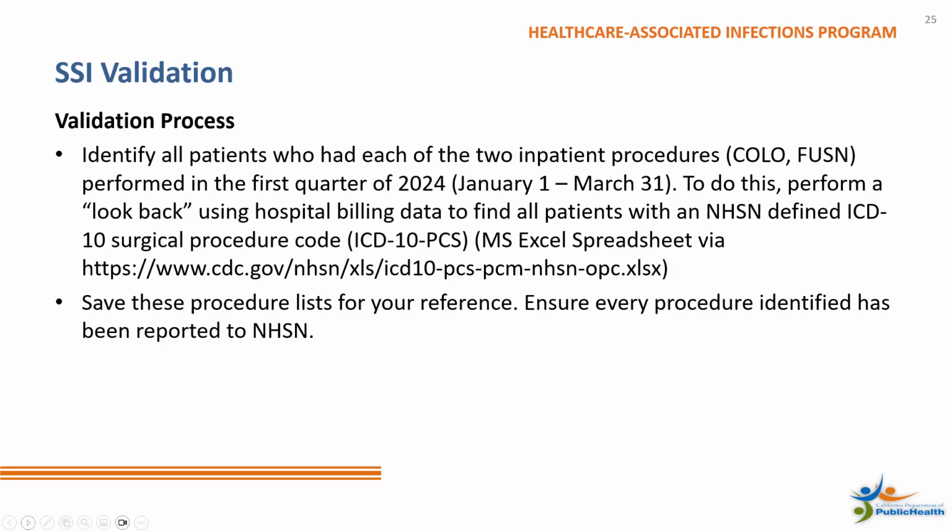So do a look back using your hospital billing data and find those patients that have an NHSN-defined ICD-9 surgical procedure code. And you can find this by uploading the Excel spreadsheet, and we have the link here. It's also going to be in our toolkit. So save these procedure lists for your reference and make sure that every procedure identified has been reported to NHSN. Next slide.